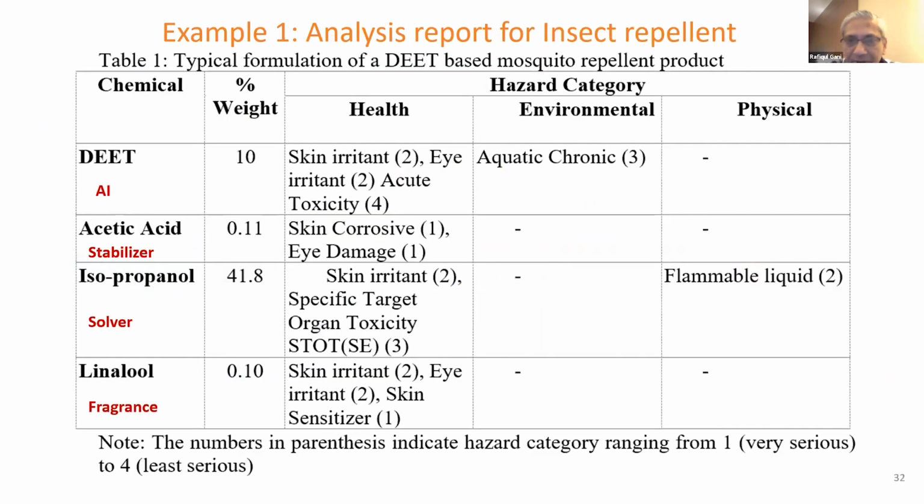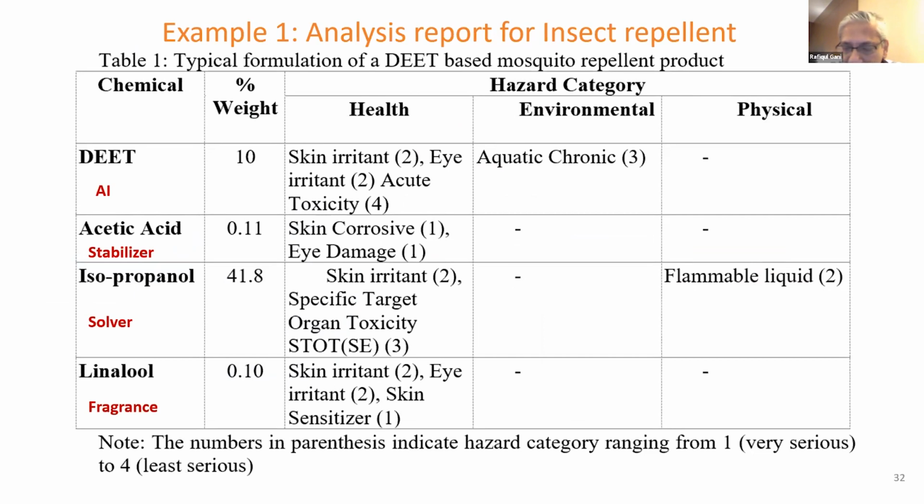And we have models to fill out the gap. So here is a very simple example, the insect repellent that I talked about. If you look in the market, most of the products have DEET as the active ingredient. So the function of DEET is to keep the mosquitoes away.